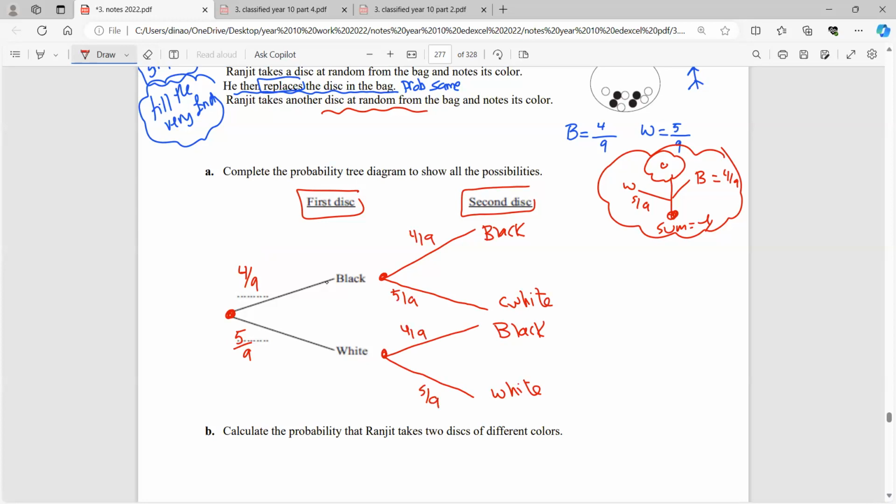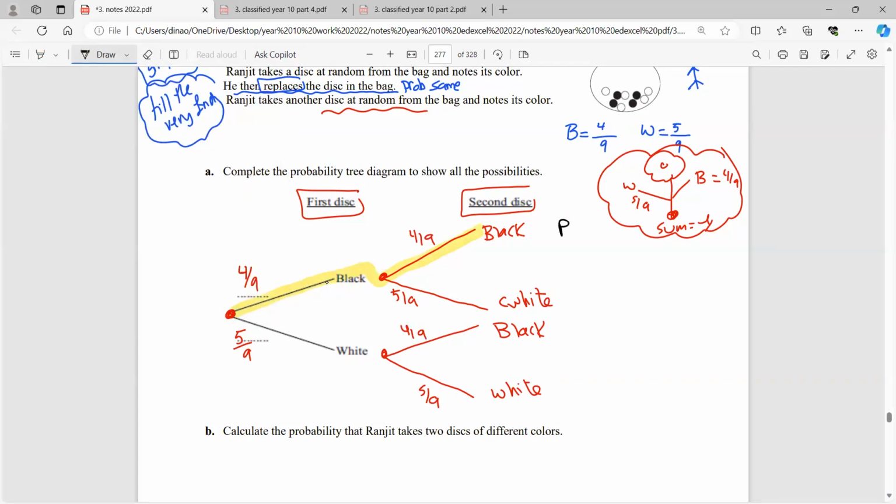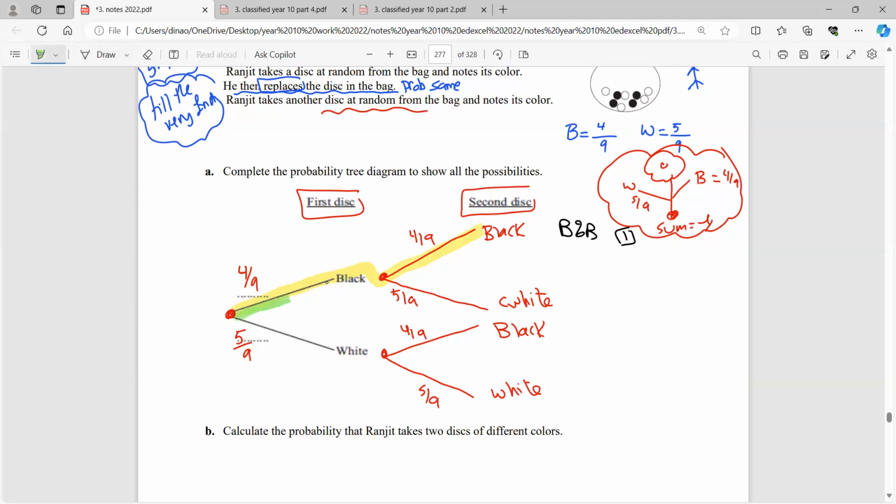So let's see the outcomes of Mr. Ranjit. He will take black at first and black at second. So the first option is black and black. Or what is the second option? The second option is black and white. Because, everyone, please remember that he takes two items, black and white.